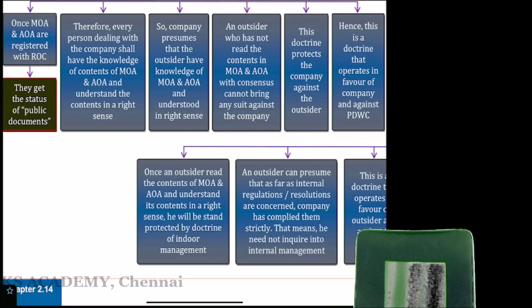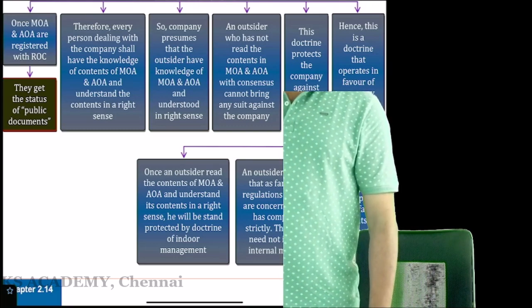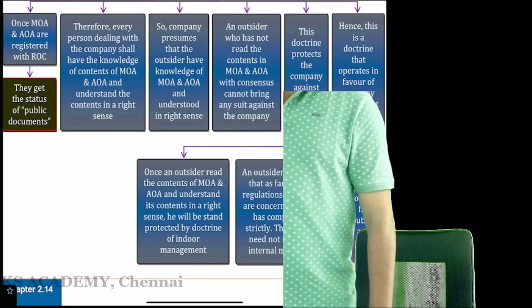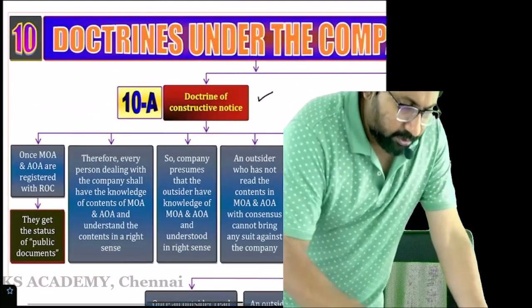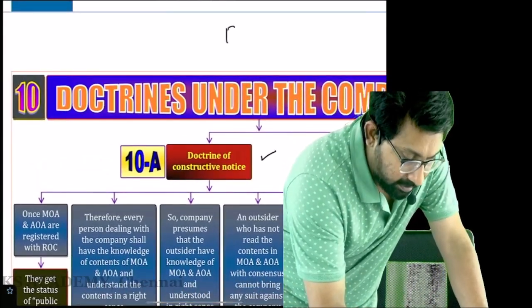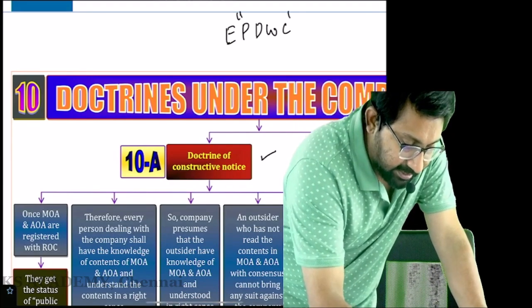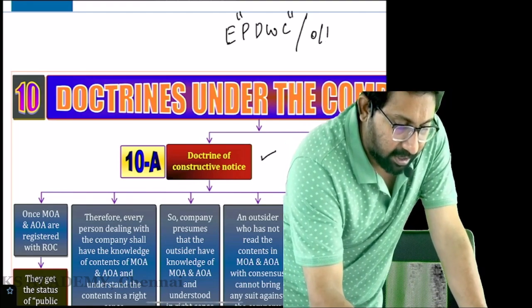So now, listen carefully to the point. This is the importance of a public document. MOA and AOA are public documents. Means what? Every person dealing with the company. Institutes use the words interchangeably. Sometimes they use the words every person dealing with the company. Sometimes they use the word outsider.